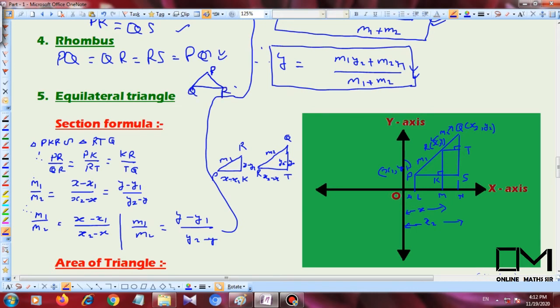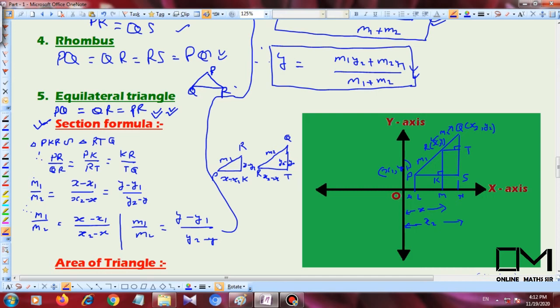PQR. So by using the distance formula, you find all the sides of the triangle: PQ, QR and PR. If all sides are equal, then it is the required condition to be proved, that the given triangle is an equilateral triangle. Clear?